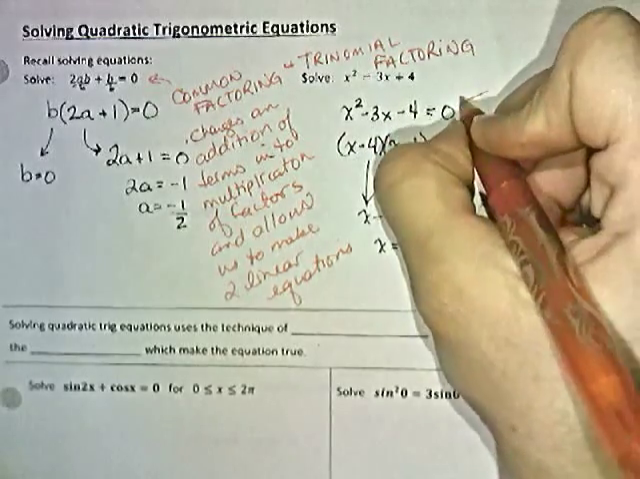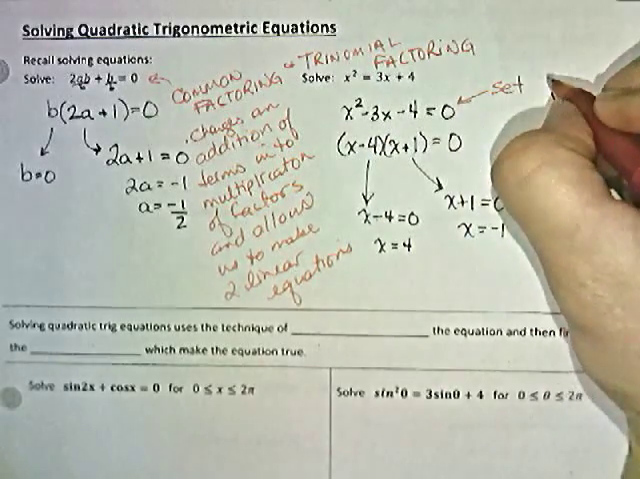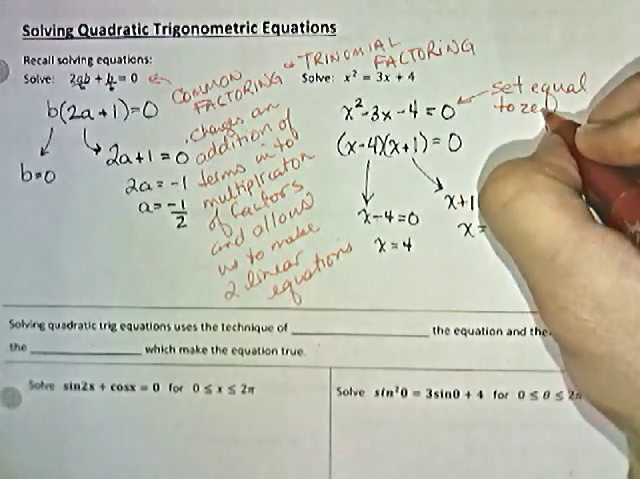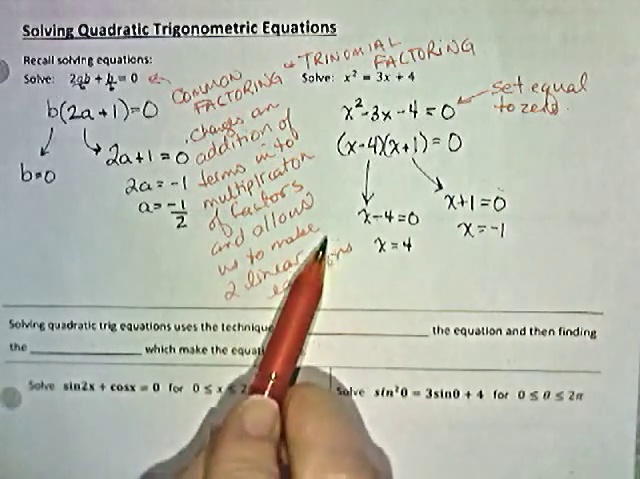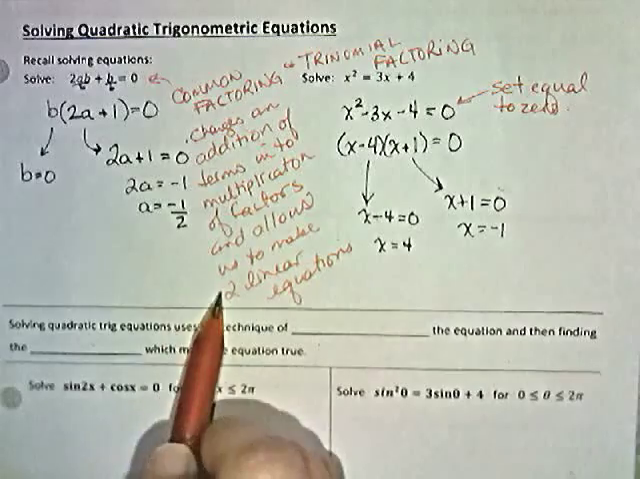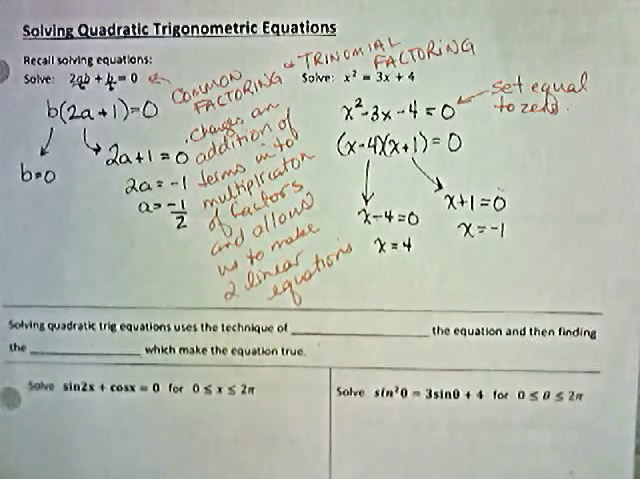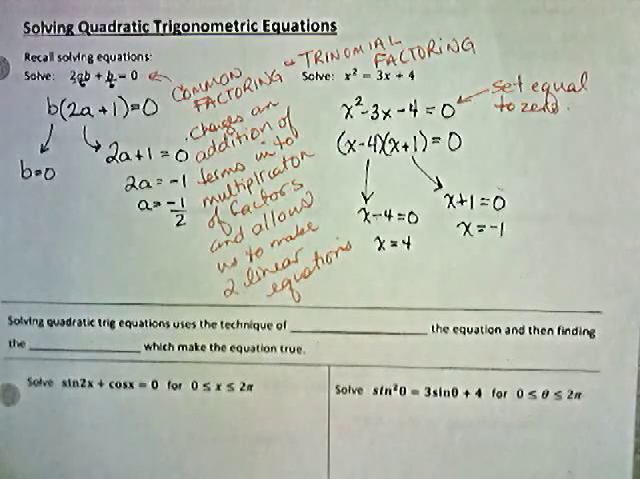And so the very first step is to set it equal to 0. And then we get 2 linear equations. We get a linear equation here, 2 of them here, and 2 of them here that we can then go and solve. So let's dive into trig.